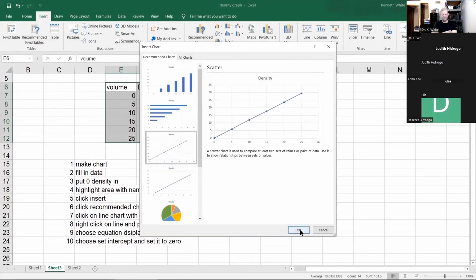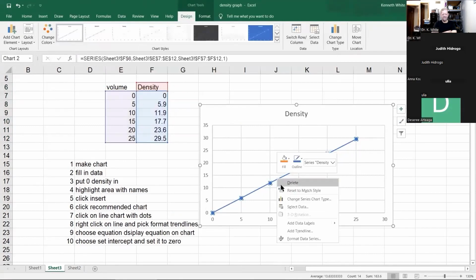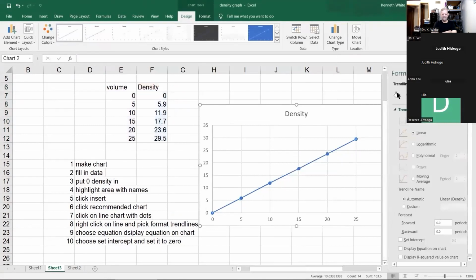And I'm going to hit OK. And here's my chart. Now, here's the important thing you've got to know how to do. Click on the line, and then right click. Then scroll down to add trend line. Click on that.